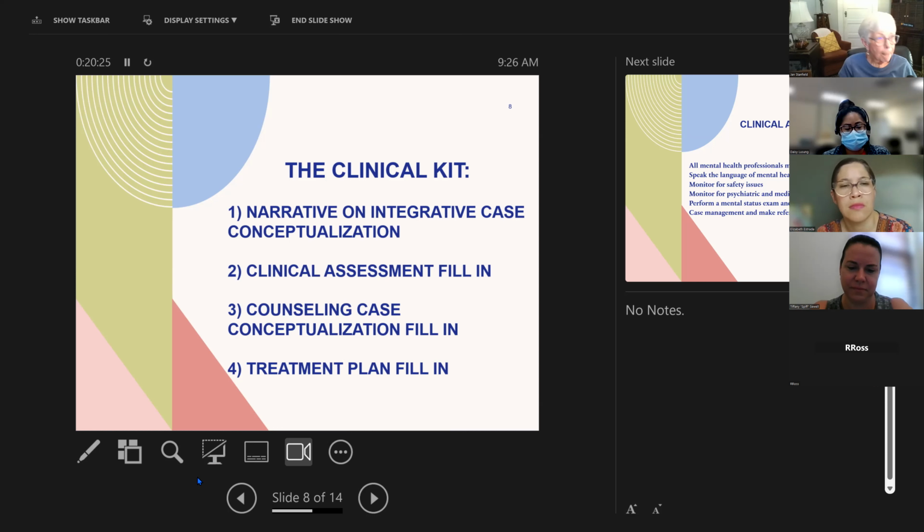The clinical kit is 1, narrative on integrative case conceptualization, 2, clinical assessment fill-in, 3, counseling case conceptualization fill-in, and 4, treatment plan fill-in. So for the rest of your life, you might not like them in the beginning because they're kind of overwhelming. But if you push yourself, you can use these for the rest of your life.